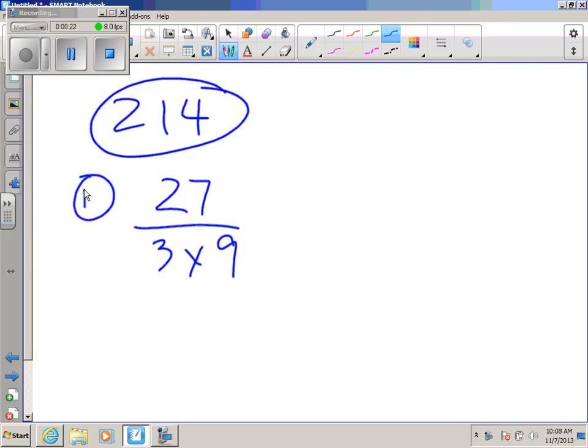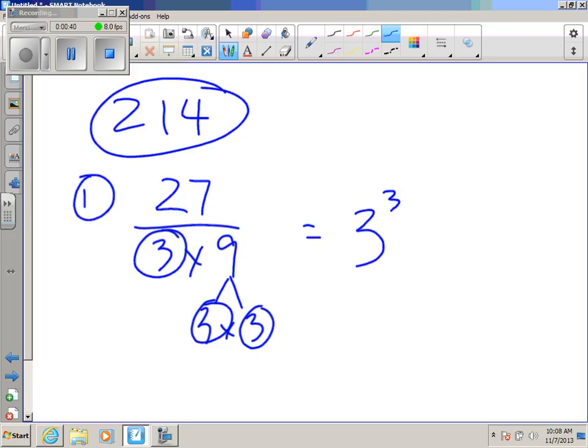From there, I circle what's prime, and I break down what can still be broken down. 9 is also 3 times 3. Anything left to break down? So the prime factorization of 27 is 3 to the third.